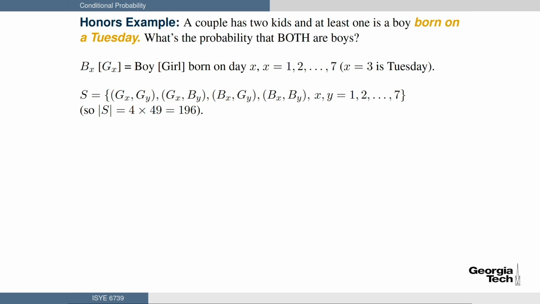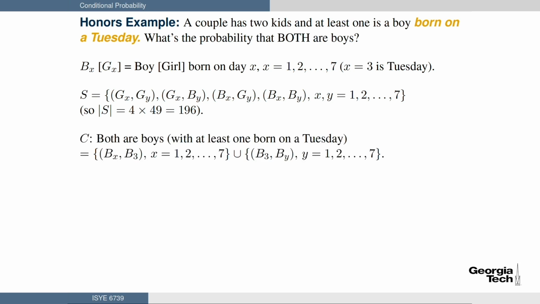So the entire sample space has cardinality 196. Unbelievable. So in the previous example, the sample space cardinality was only 4, and now it's just tremendously bigger. And this is what causes the issues. I'm going to let C be the event that both kids are boys with at least one born on a Tuesday. So that can be notated in the form BXB3, so the second kid is definitely born on a Tuesday, or B3BY, so the first kid was definitely born on a Tuesday. But in both cases of this union, both kids were boys.